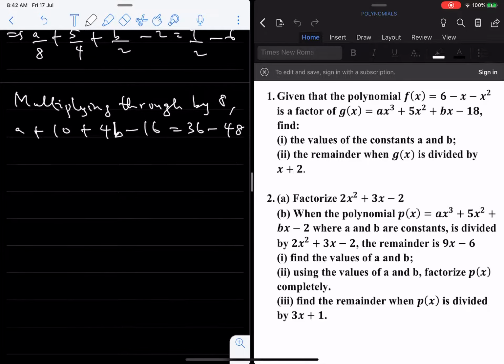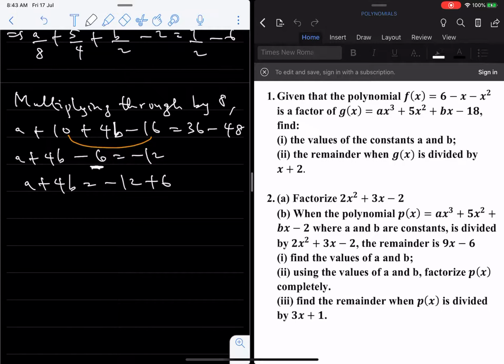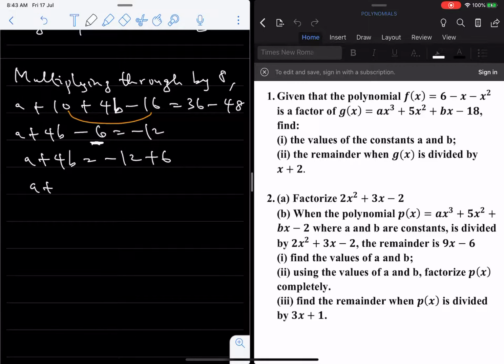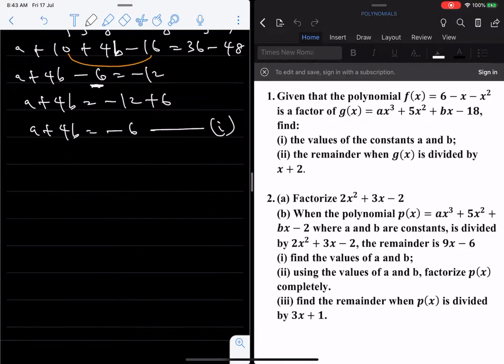And this simply means a plus 4b, 10 minus 16 is minus 6. So I have a plus 4b minus 6 equals 36 minus 48 is minus 12. And that simply means a plus 4b equals minus 12 plus 6 when you move minus 6 to the right hand side. And that means a plus 4b equals minus 6. That's equation 1.